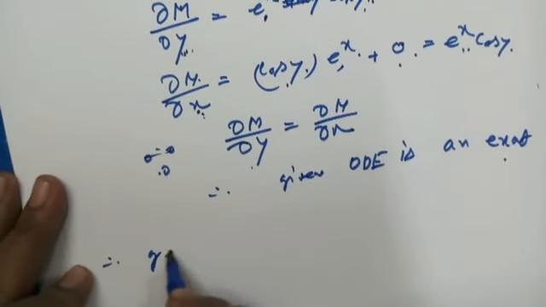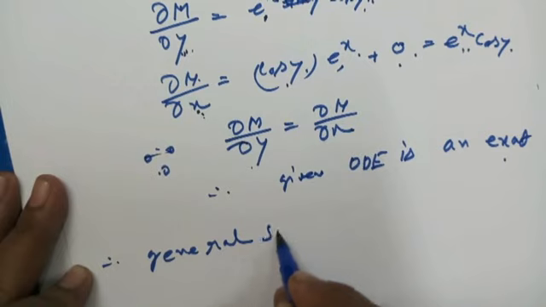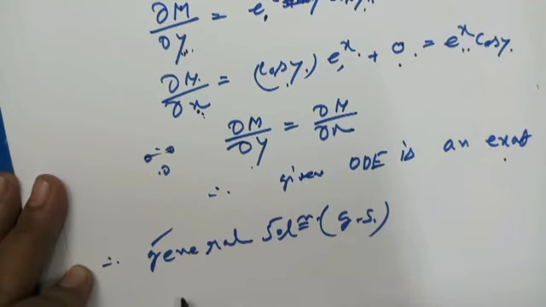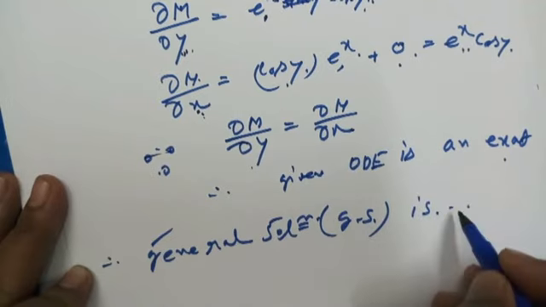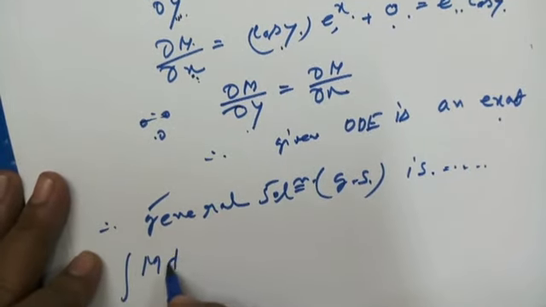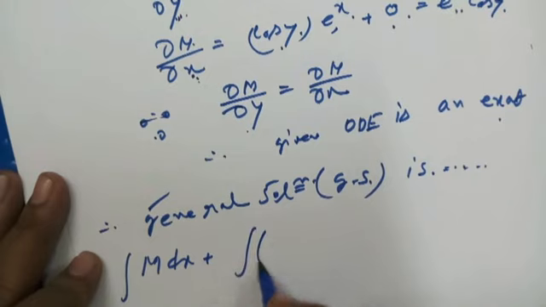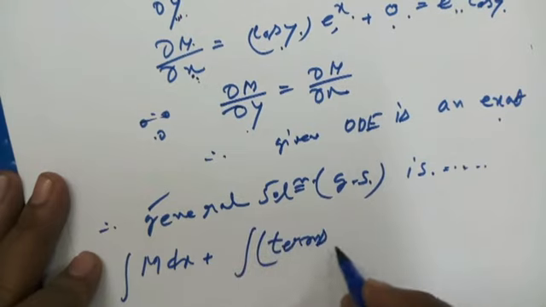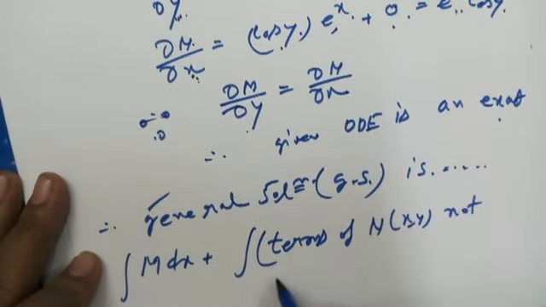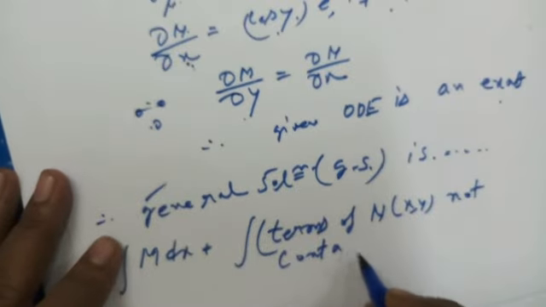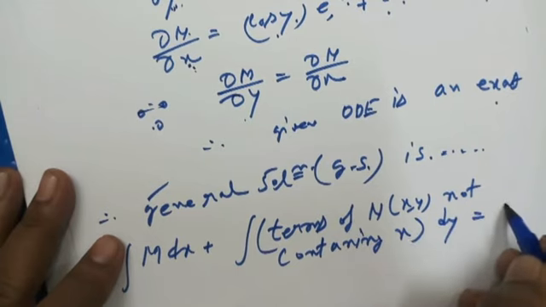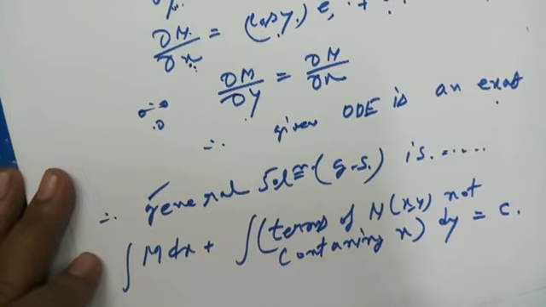Therefore the general solution, GS, is the integral of m dx plus the integral of the terms of n not containing x, dy, equal to c. C is an arbitrary constant.